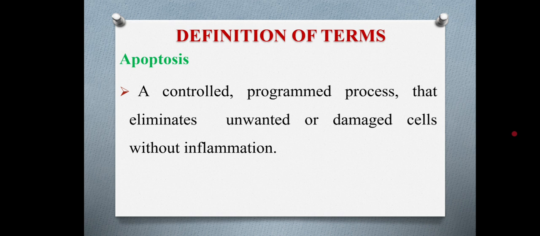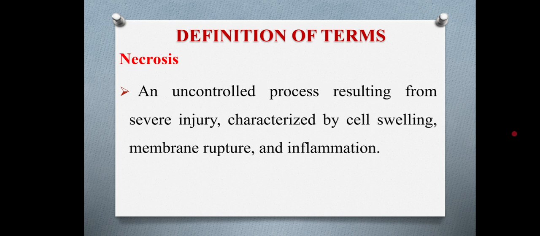It's programmed cell death. But when we talk about necrosis, you can see this one is an uncontrolled process resulting from severe injury that is characterized by swelling, membrane rupture, and inflammation. So when it comes to necrosis, you will be able to see the signs and symptoms from your patient because it's a disease, it's a pathology. It's a type of cell death that results from a pathology and it is characterized by the following features: cell swelling, membrane rupture, and indeed inflammation.